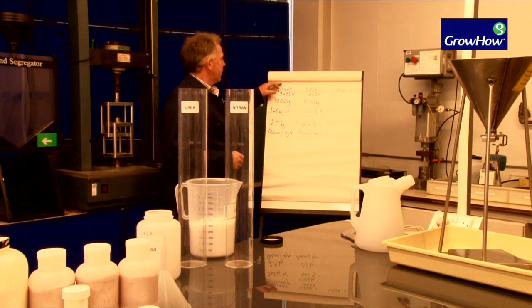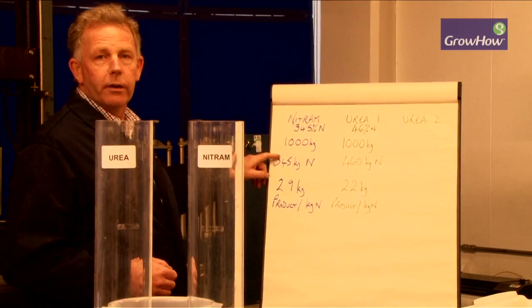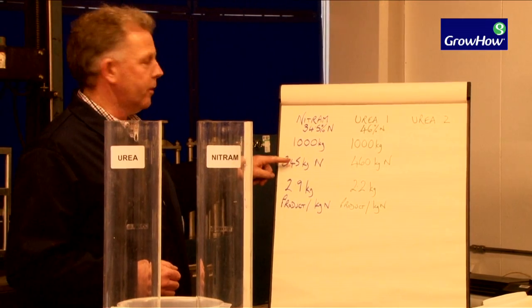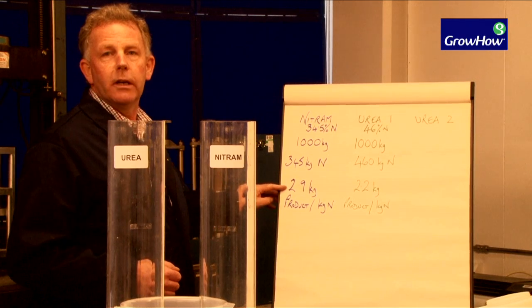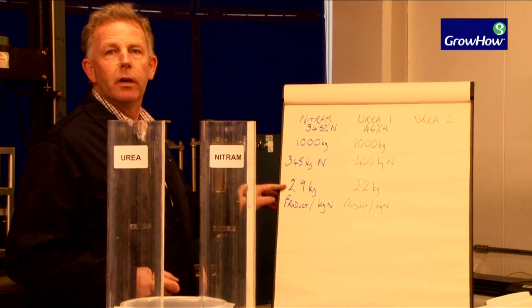On the left hand here I have nitram, as we said before, at 34.5% nitrogen. So here we have a ton of product, 1,000 kilograms. It's 34.5% nitrogen, so 345 kilograms out of that 1,000 is nutrient nitrogen. So what I need to do is to divide the 1,000 kilograms by 345 to get a figure of 2.9 kilograms of product, and that will contain 1 kilogram of nutrient N.